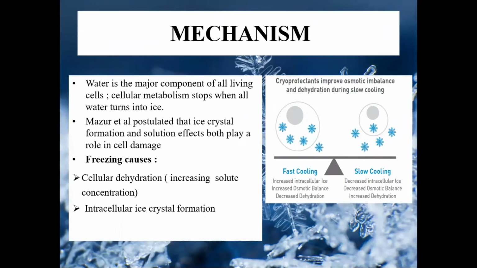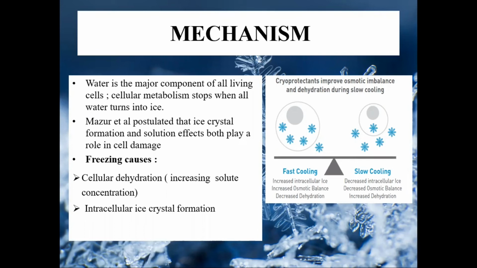What happens in the case of fast cooling? All the water will form ice intracellularly, which leads to rupturing of the cell membranes and the cellular organelles. If it's slow cooling, all the ice will form outside the cell membrane, so the solute concentration increases and it will also lead to cell shrinkage. So both fast cooling and slow cooling are not good. The good cooling is controlled rate cooling, 1 degree Celsius per minute, to prevent intracellular crystal formation and solute concentration increase, and to avoid cell shrinkage.